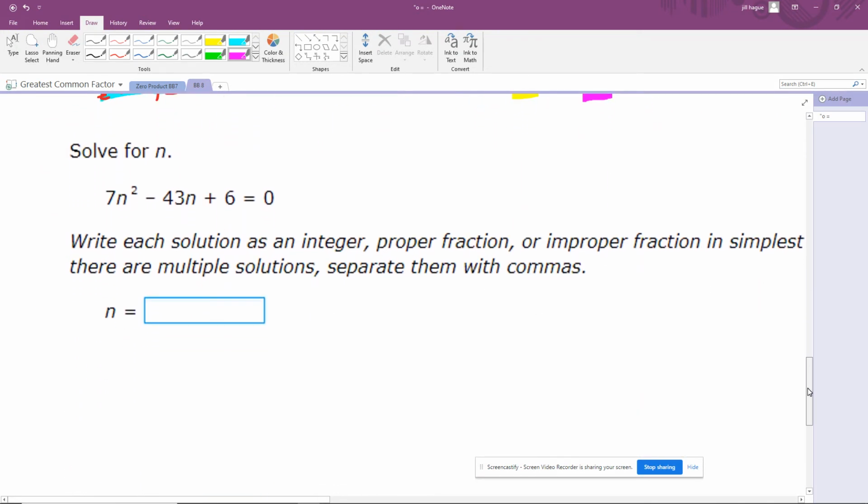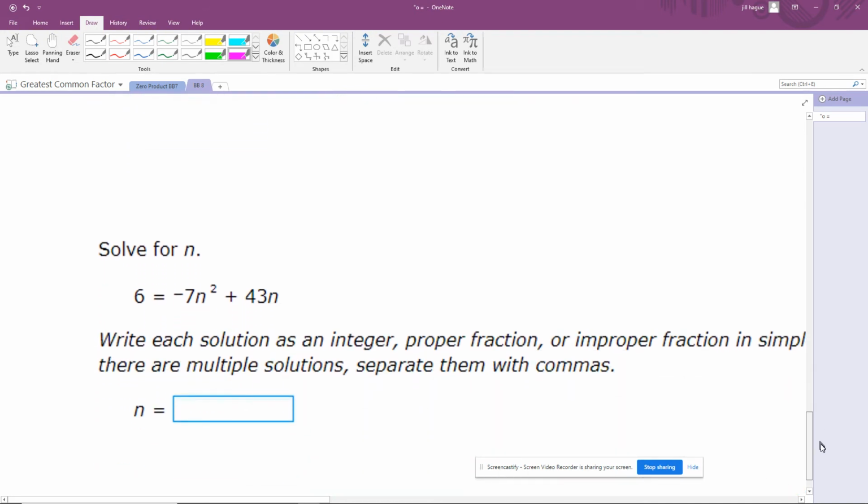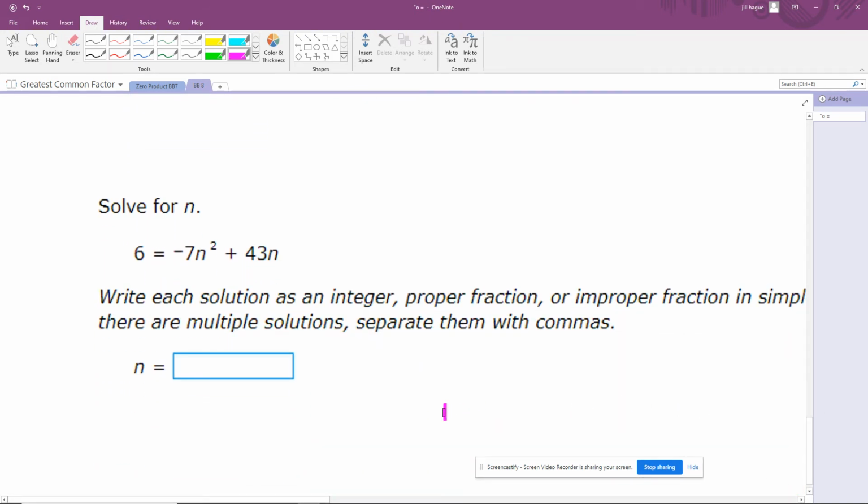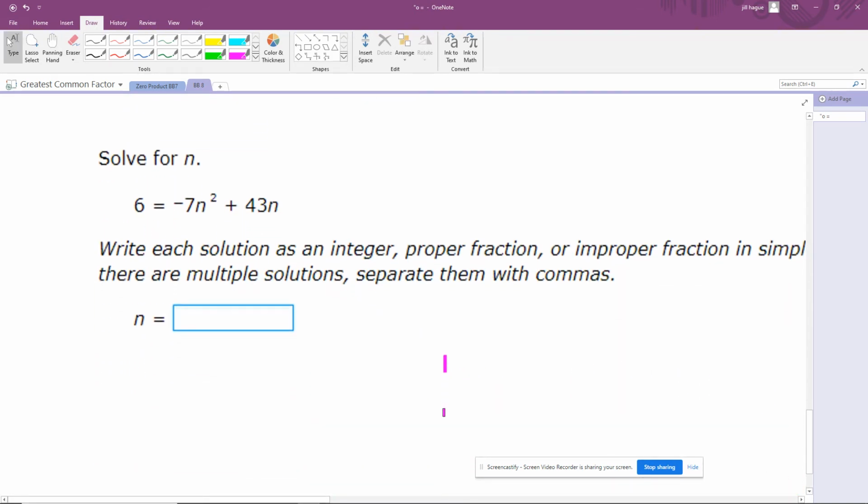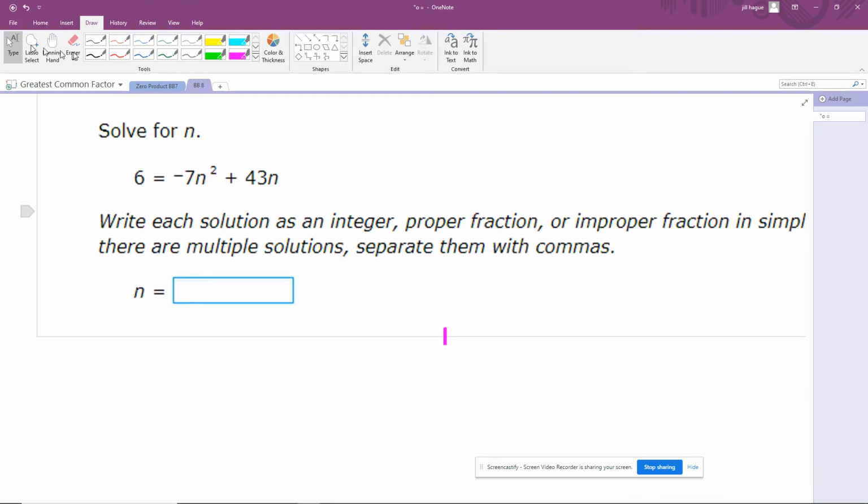This is one from, actually, let's skip that one. That's another one just like that. Let's do this. Okay. So the reason this one is difficult, this was up from the challenge zone, is because it's not in standard form. We have to solve it and make it equal 0.